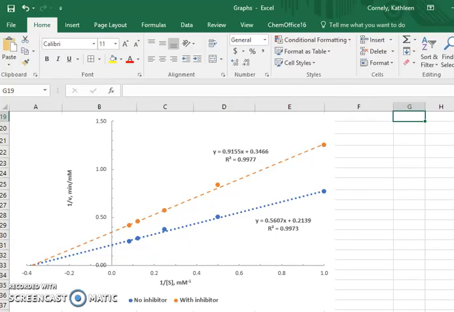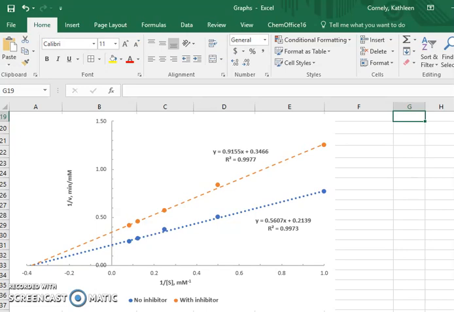This tutorial is designed to accompany Appendix D, using Excel to solve enzyme kinetics problems. We are working on problem number 2. Our next task, having constructed the Lineweaver-Burk plot, is to determine the type of inhibition by inspection of the graph.